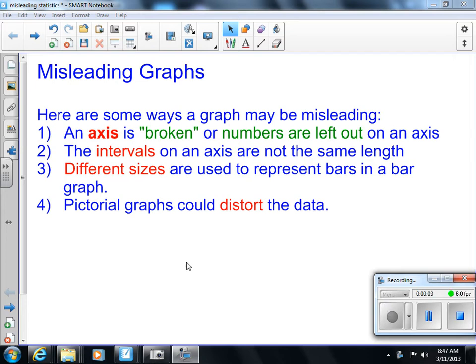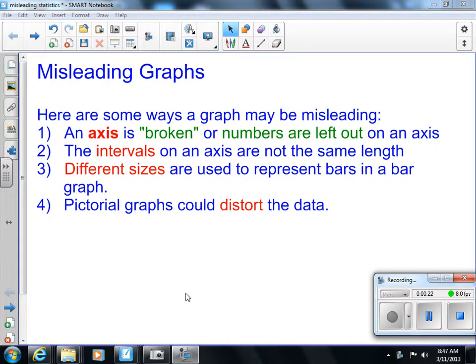Today in 7th grade, we're going to be taking a look at misleading graphs, and then we're also going to discuss biased and unbiased sampling or surveying. What is a misleading graph? Here we're going to talk about some of the things that you need to look for to see if a graph could be misleading you in the information that's given.